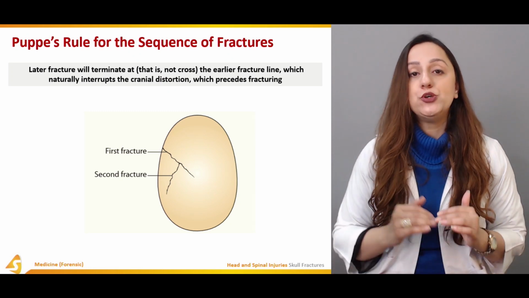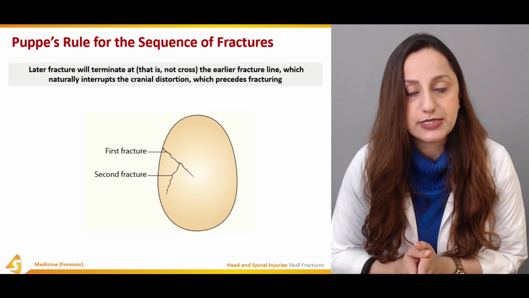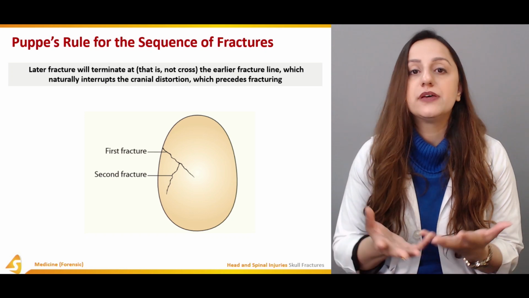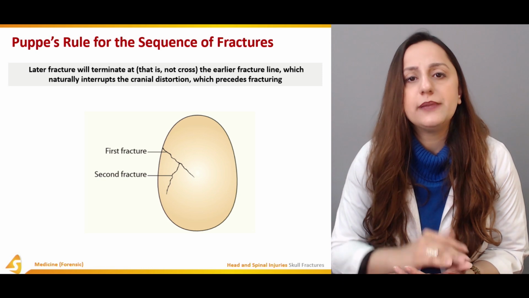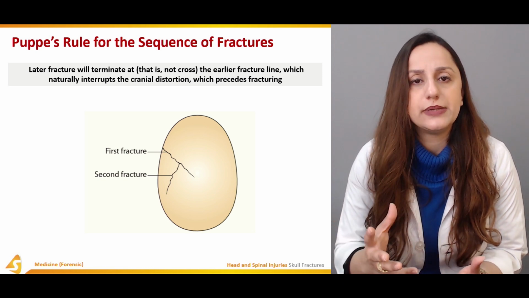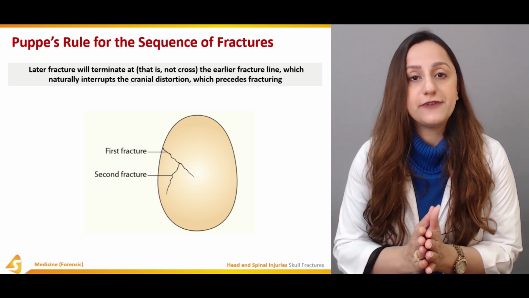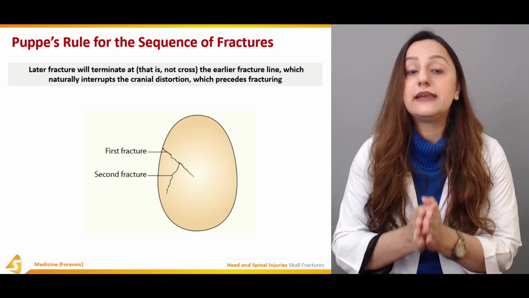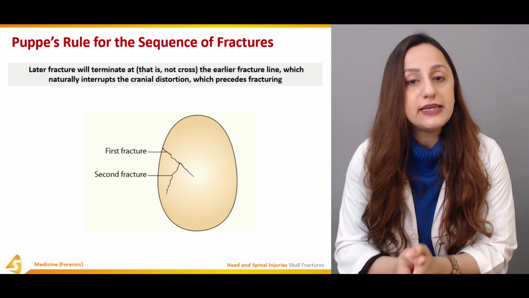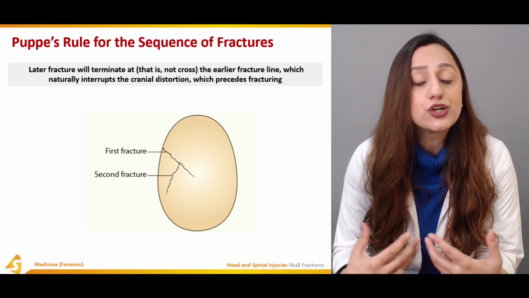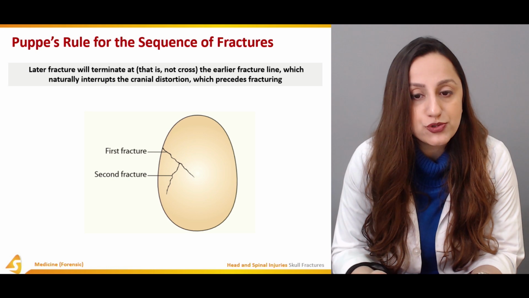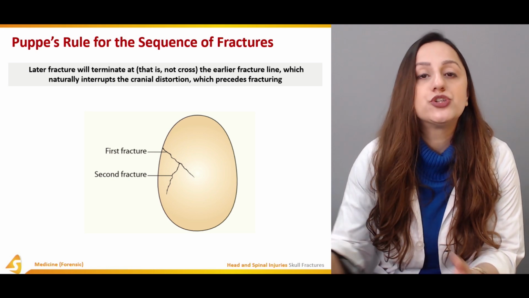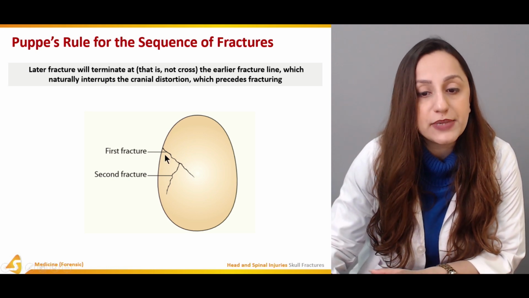Now, there is Puppe's rule for the sequence of the fractures. Obviously, if there is a trauma, we can never say that there will be a single fracture. There will be multiple fractures that will accompany. But Puppe's rule is very important. It's basically that the latter fracture will terminate at, and not cross, the earlier fracture line, which naturally interrupts the cranial distortion which precedes the fracturing. That is happening over here.